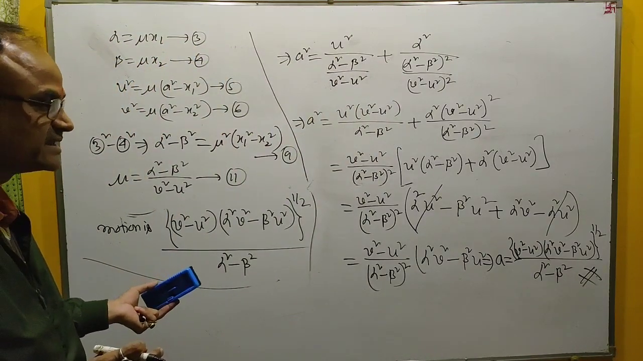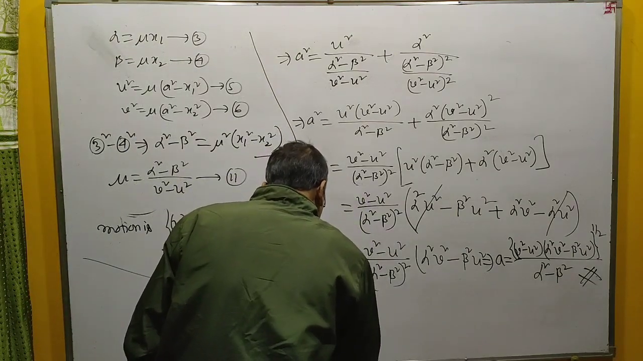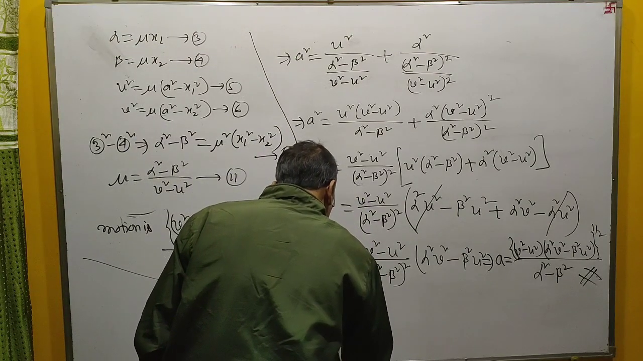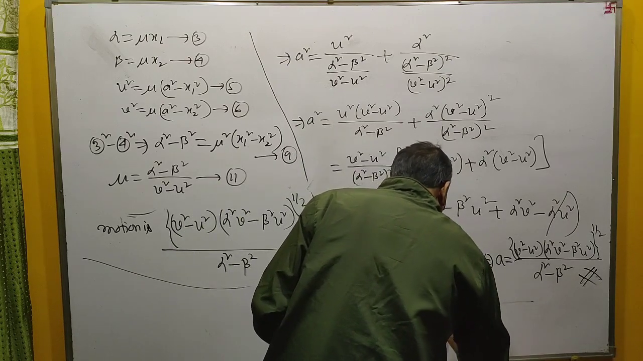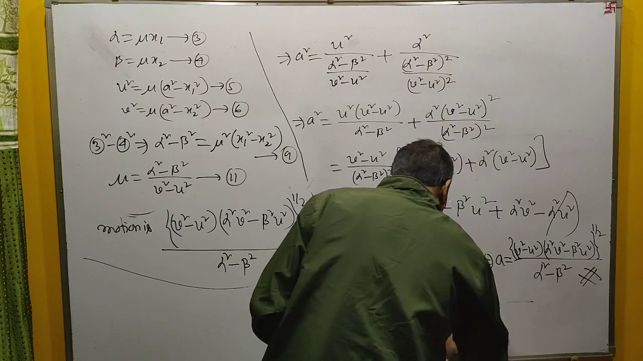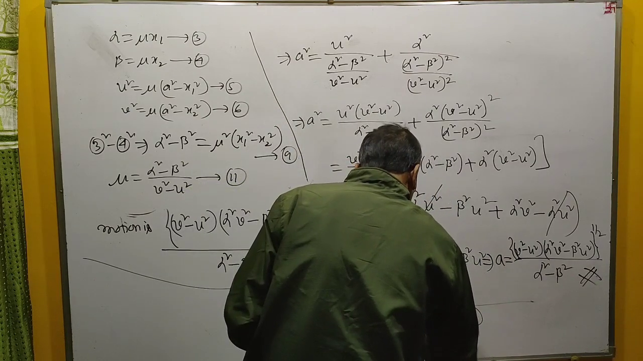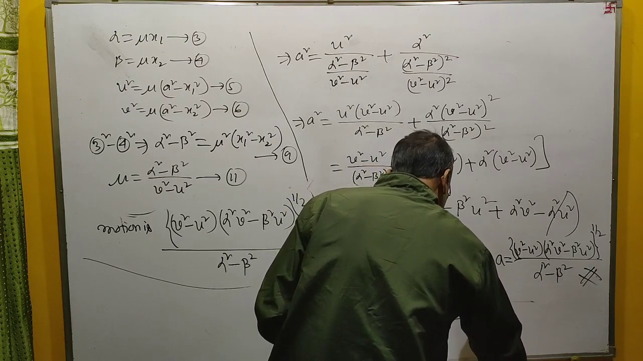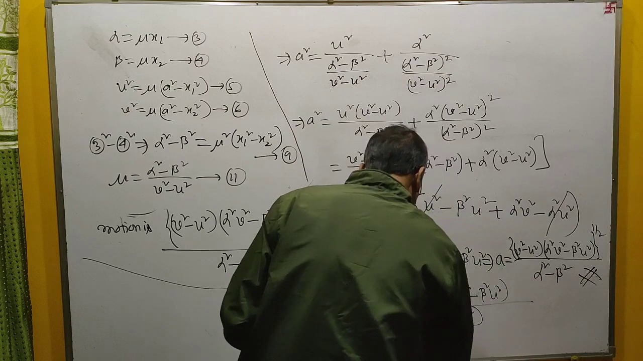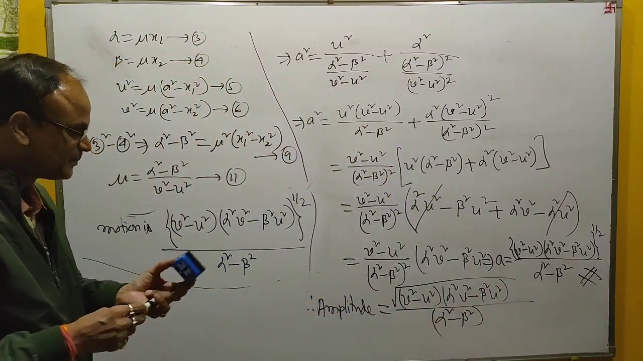Therefore, amplitude of motion is this. Amplitude is equal to, in the numerator, alpha square minus beta square, v square minus u square, alpha square v square minus beta square u square under root. This is under root or to the power half.